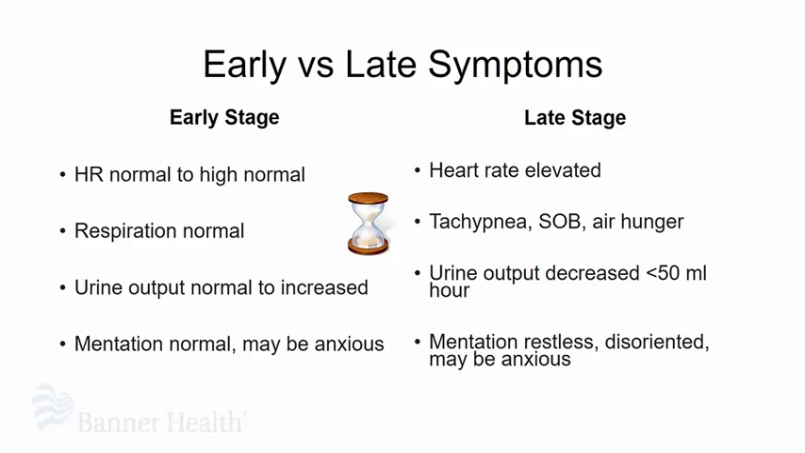Late stages would include a heart rate that's elevated, tachycardia, a respiratory rate that's elevated with tachypnea, shortness of breath, or air hunger. You may have a decreased urinary output of less than 50 mL an hour, and you'll see mentation changes such as disorientation, restlessness, anxiety. Other late symptoms would include skin that's cool, moist to the touch, a BP that's decreased, identified as less than 90 systolic, a temperature that's normal or low or markedly elevated. So you've got those different extremes with the temperature. Those are all late stages. Again, wanting to identify this early is our goal.